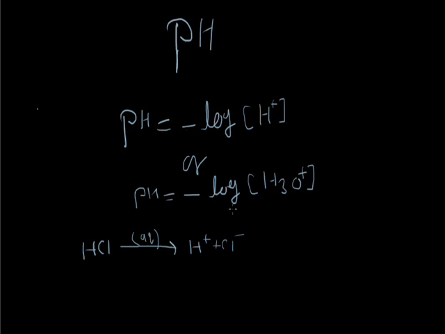But now we are not using H plus ion. We are using the concentration of hydronium ion, because H plus ion is highly unstable. Why? When we write H plus ion, the number of electrons is 0 and the number of protons is 1, so it is highly unstable. So for stability it combines with water and converts itself into hydronium ion. So the most appropriate definition is that the negative logarithm of hydronium ion concentration is called pH.